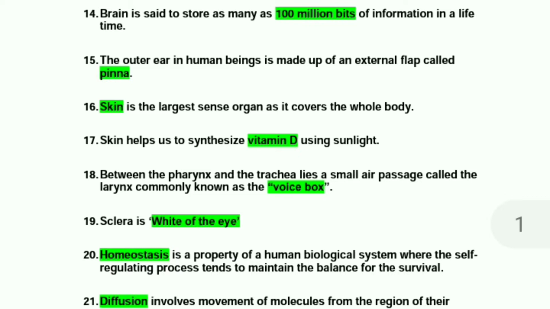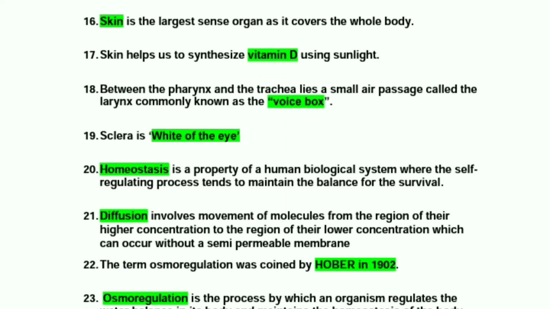Vitamin D using sunlight. Between the pharynx and the trachea lies a small air passage called as larynx, commonly known as voice box. Larynx is also called as dash ன்னு கேட்பாங்க. Sclera is the white of the eye.